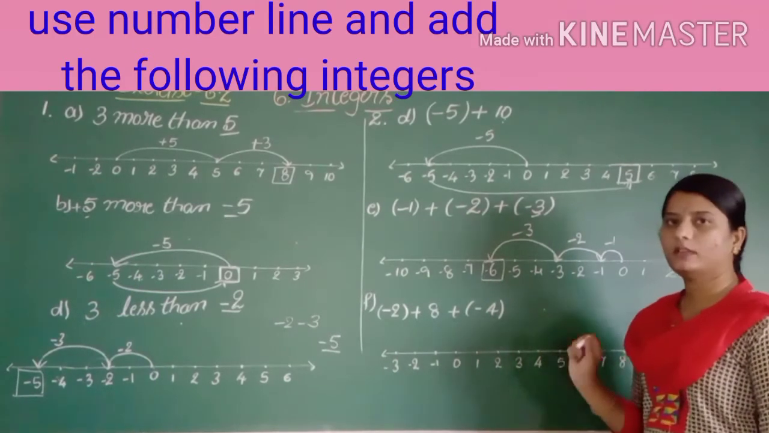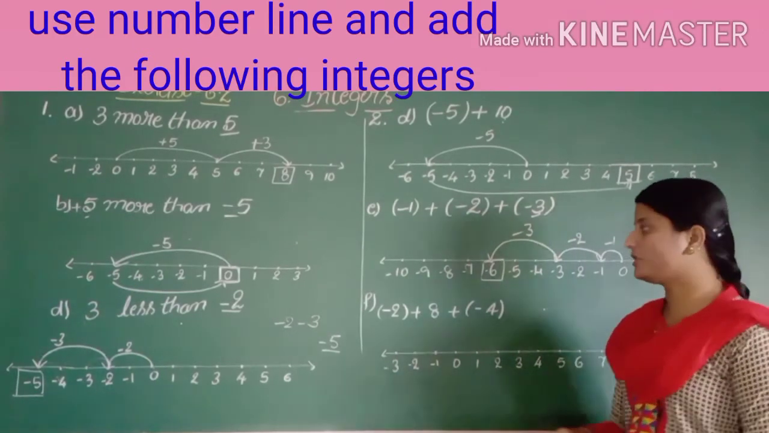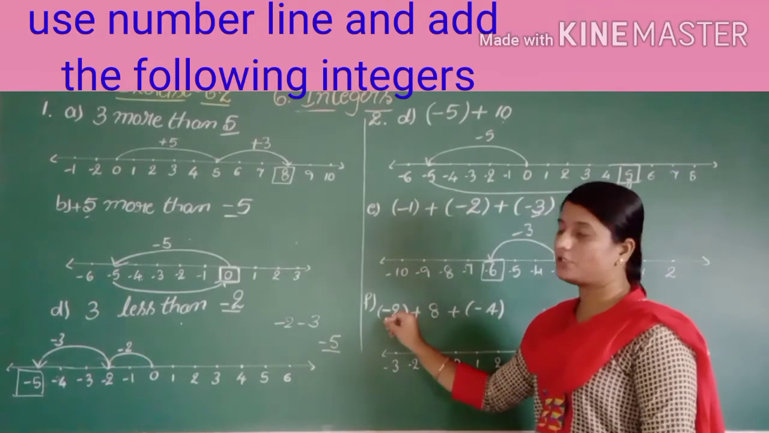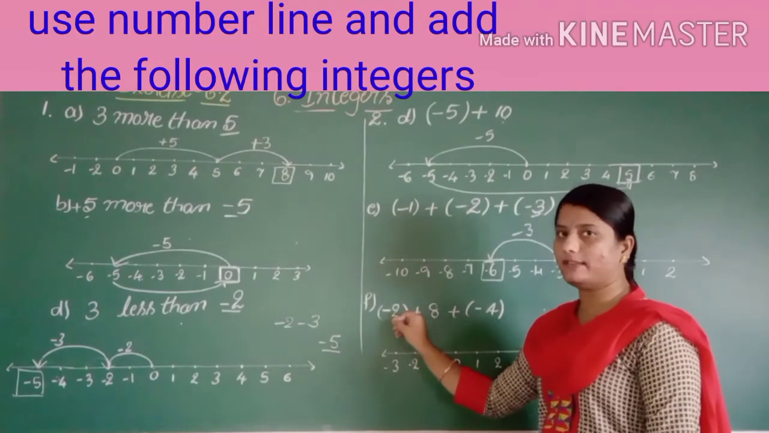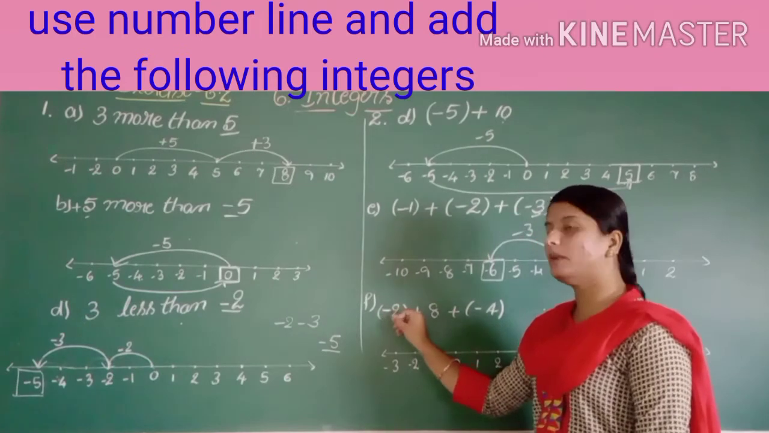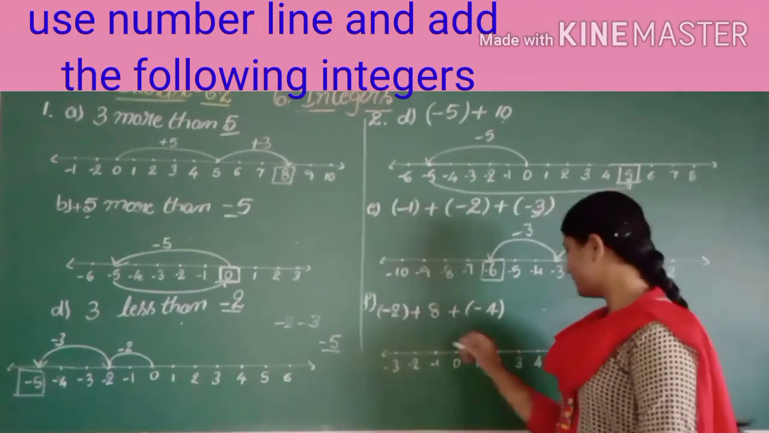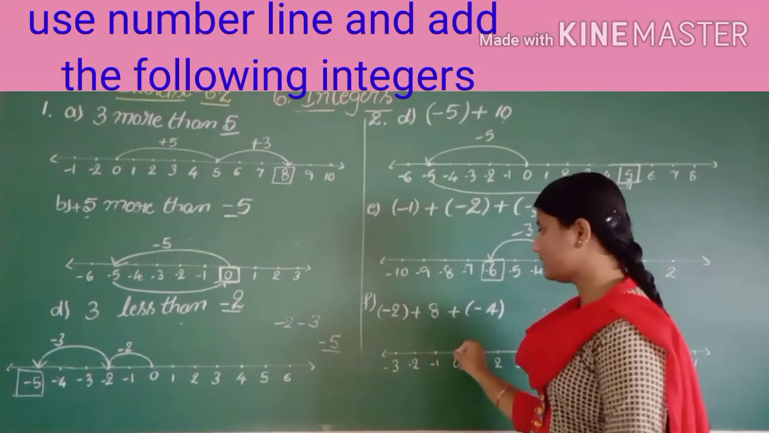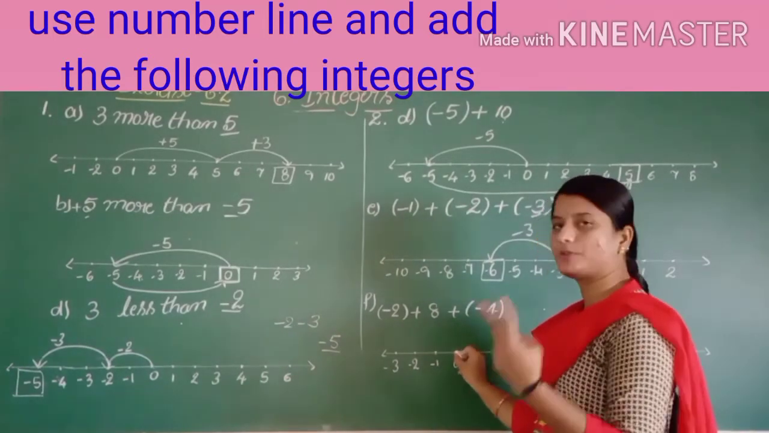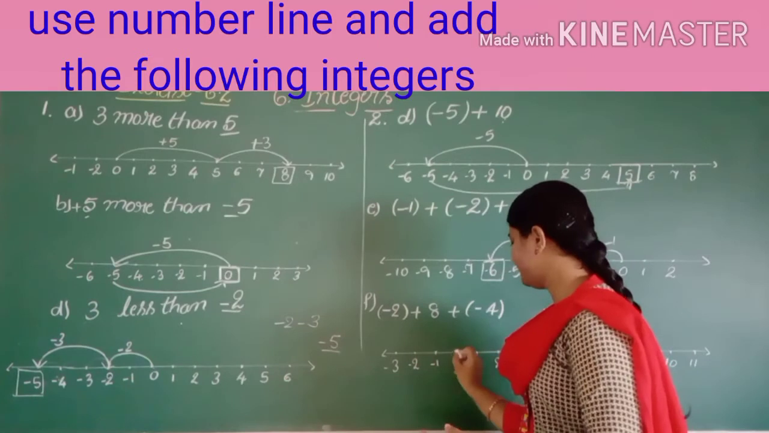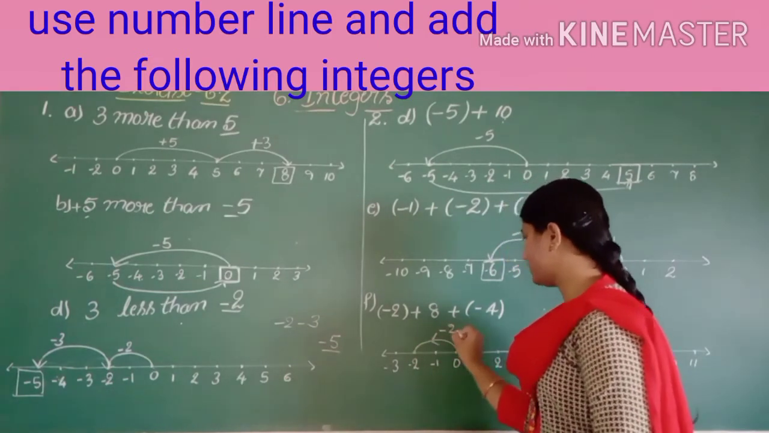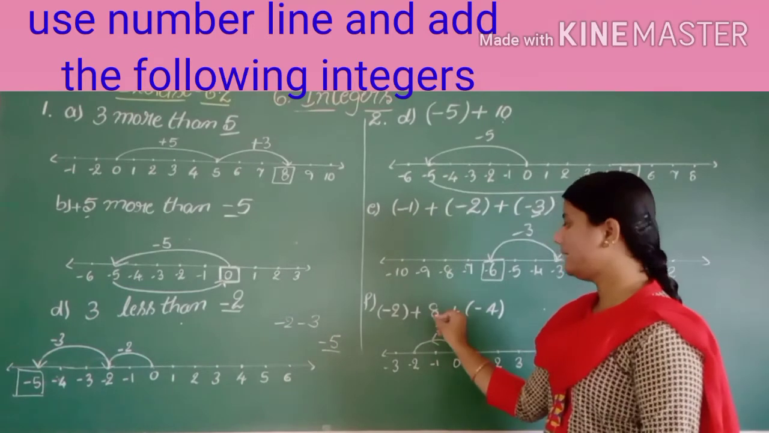Then next we have a question. First add the 3 integers. Here the first integer is a negative integer, that is -2. So first we have to mark -2 on a number line. A negative integer comes to the left of 0. So how many steps do we have to move from 0? That is 2 steps. 1, 2. It is -2.